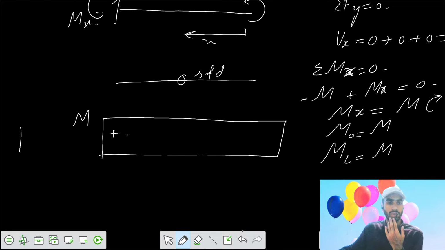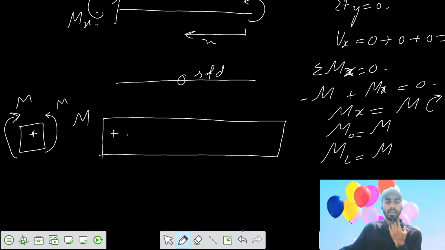So it's like you are applying a moment of M here, and you're resisting this with an equivalent moment M. So your bending moment diagram is like this. Regarding the sign convention, it is a sagging bending moment diagram. So the beam is happy.